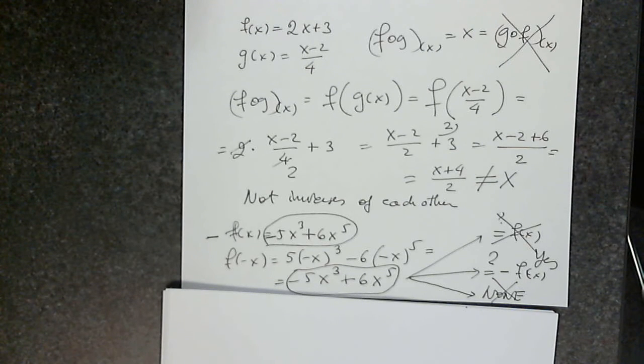Does this equation define y as a function of x? I have to solve for y, and when I solve for y, I put plus or minus. So for one x, I'll get two different y values. That's why it's not. Okay, let's look at the third test.